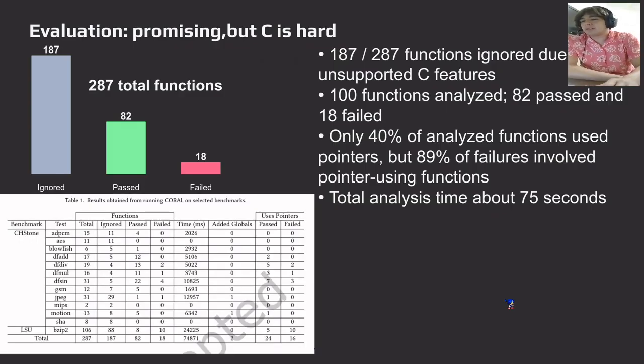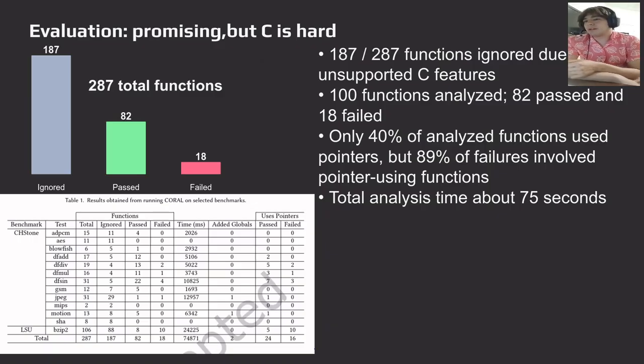And now we'll look at the results. So this is the table from the paper. And then I just put some bars to make it more readable. But basically, they had some testing suite over some 287 total functions. And what they found is that a lot of these functions were ignored because they weren't really supported in their implementation. But out of the ones that were not ignored, 82 were passed and 18 were failed.